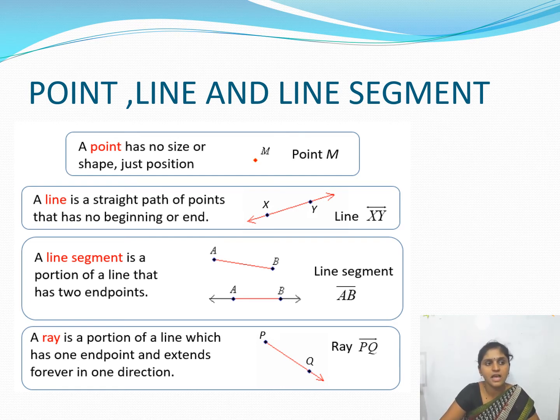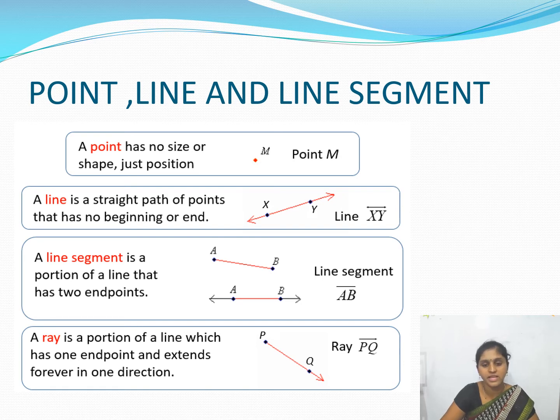Next is line. How will you draw a line? Is there any starting point or end point to that line? No. So we can extend to any length. We can move forward and we can move backward. See here, a line is a straight path of points that has no beginning or end. So no beginning or end means there is no starting point and there is no end point. We can extend forward and backward. There is no limit on length. We can extend to any length.